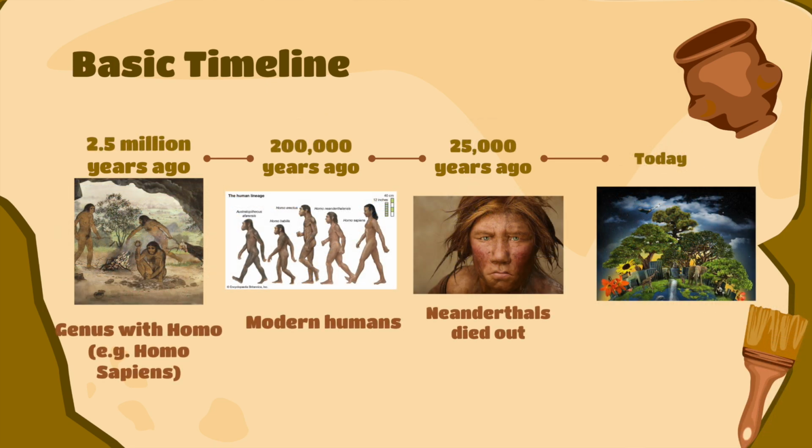2.5 million years ago, the genus Homo appeared. Now, what do I mean by this? Homo sapiens are an example of something I'm talking about, aka humans like us. Now, I know I said humans like us, but modern humans didn't form until about 200,000 years ago. 25,000 years ago, Neanderthals died out, and that brings us to today.